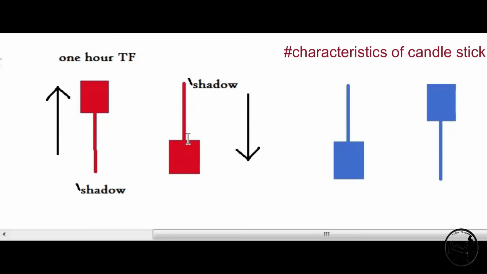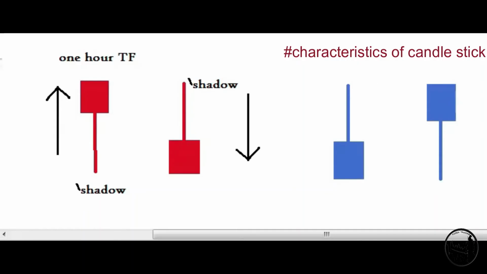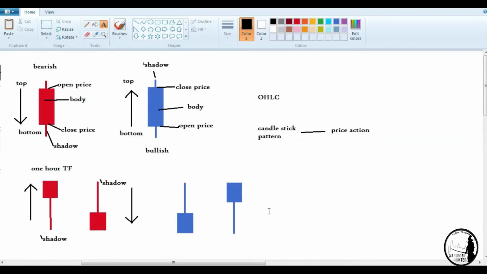For the shadow that on the upper part is longer, it means that the selling pressure is higher. After this candle, there is a high probability the price will go down. Same goes to this bullish candlestick. Okay, if you guys already understand this, we can go direct to the real chart.